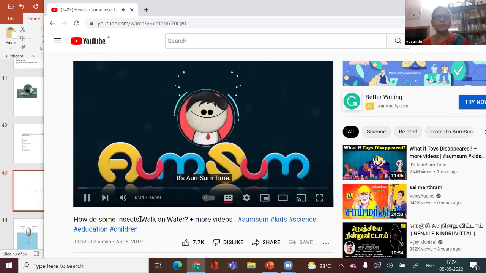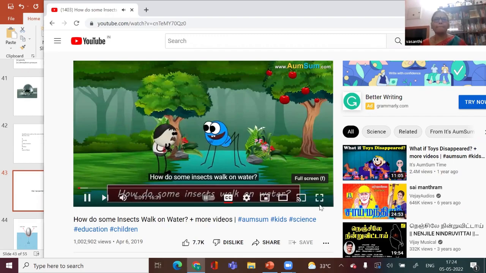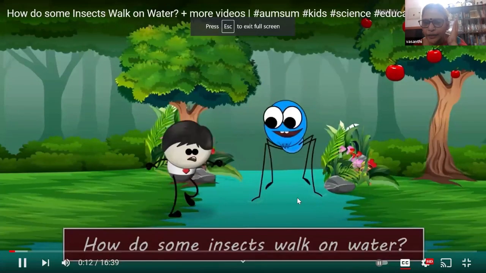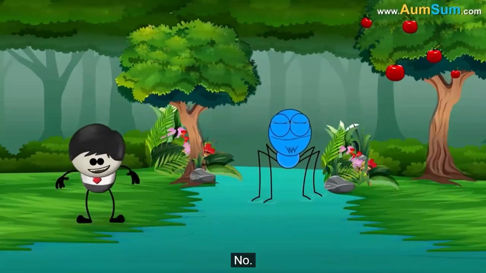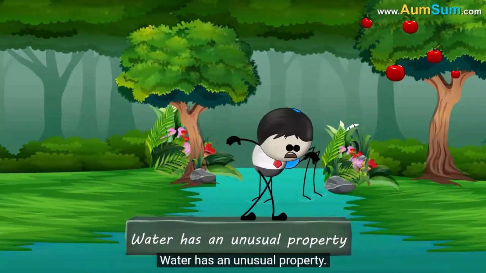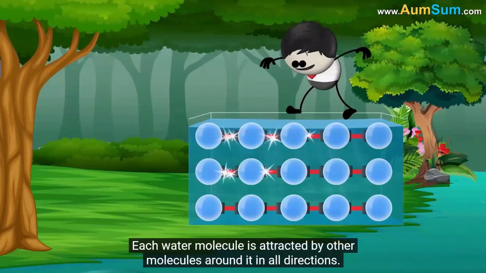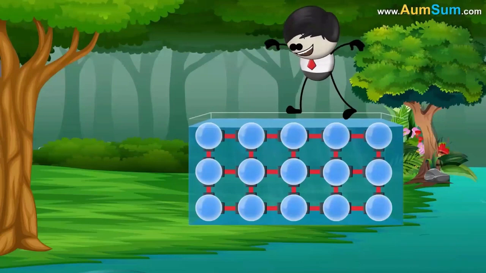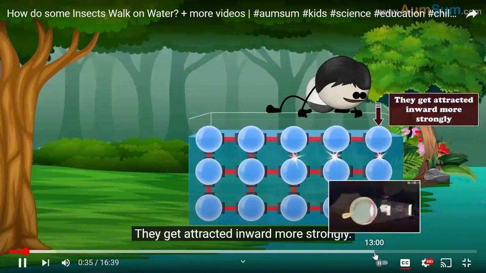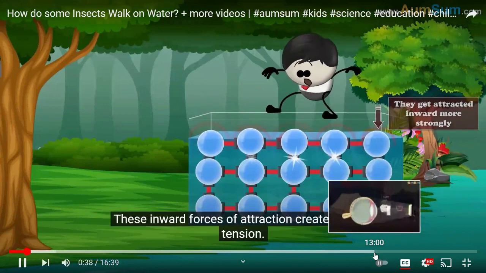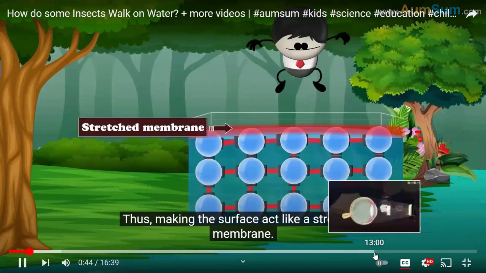It's Sum time. How do some insects walk on water? They don't walk, they can't walk. Water has an unusual property. Each water molecule is attracted by other molecules around it in all directions. But since the molecules at the surface have no molecules above them, they get attracted inward more strongly. These inward forces of attraction create surface tension, thus making the surface act like a stretched membrane.